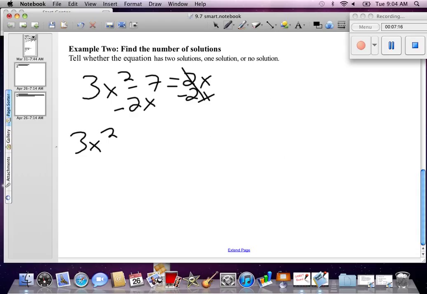3x squared minus, you're telling me the discriminant, which is great. What I want you to do is put this in standard form. So what comes next, the negative 7 or the negative 2x? There we go. That's what I'm asking. Minus 7 equals 0. Because you have to have x squared, then the x, then the number by itself.